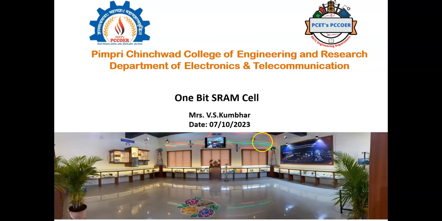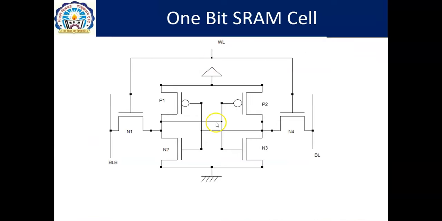Hello everyone. In this video we will see how to draw the layout of 1-bit SRAM cell in Microwind. This is the schematic of 1-bit SRAM cell where you can see the inverters where P1 and N2 are forming one inverter and P2 and N3 is forming another inverter. These two inverters are connected back to back. The output of this inverter is, let us say, Q, and output of this inverter is Q bar.